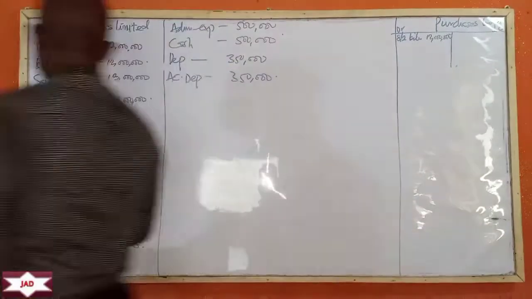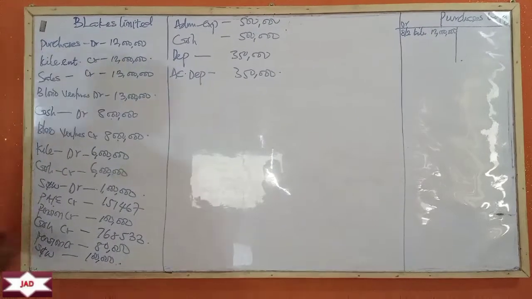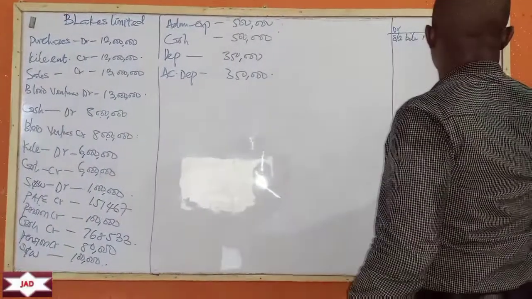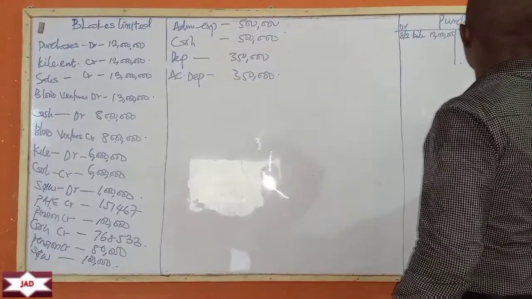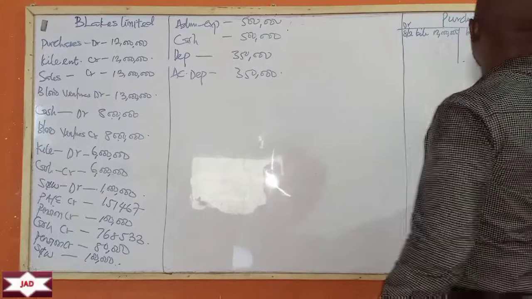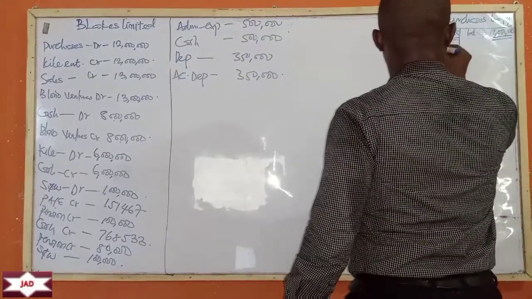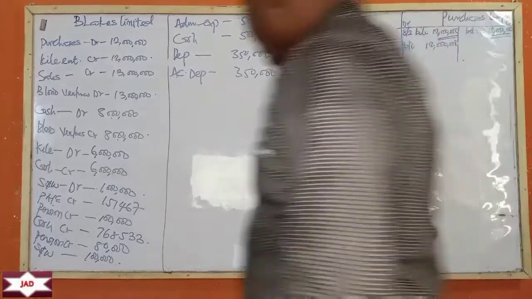Okay. Is there any other thing? No other purchases. You can see no purchases. So you balance up your purchases. So what do you have? Balance carried down 12 million, right? So it means that you have it brought down of 12 million. All right.